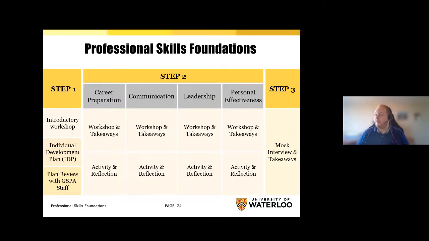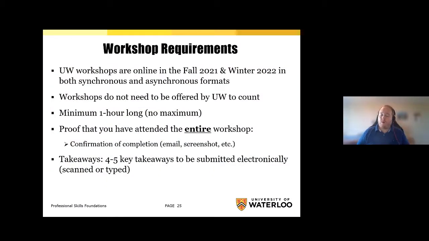All right. So as I mentioned before, step two, the main body of the Professional Skills Foundations program, involves workshops and activities. For the workshops, you're going to be selecting a particular workshop that is associated with that core category: communication, leadership, career preparation, or personal effectiveness. Now, these don't have to be University of Waterloo workshops to count. You can look elsewhere and find workshops being offered online or in person or wherever you're finding them, as long as they're approved by GSPA staff when they review your independent development plan, that's fine.